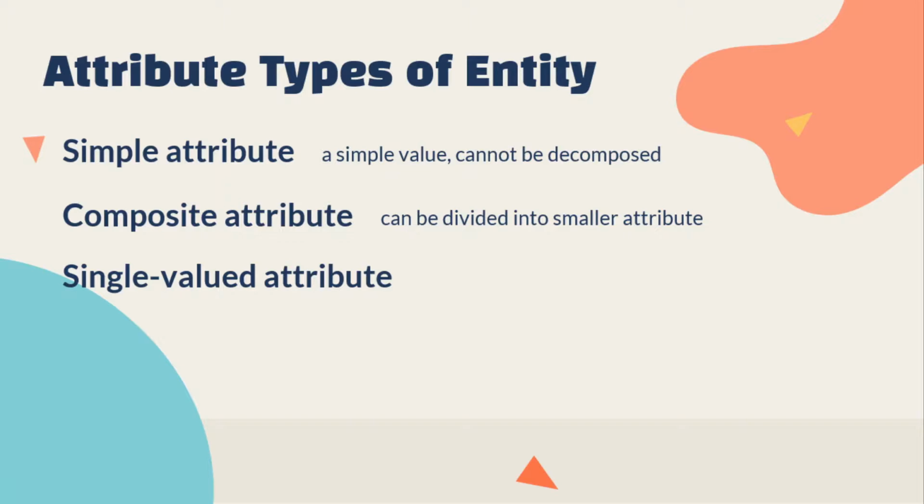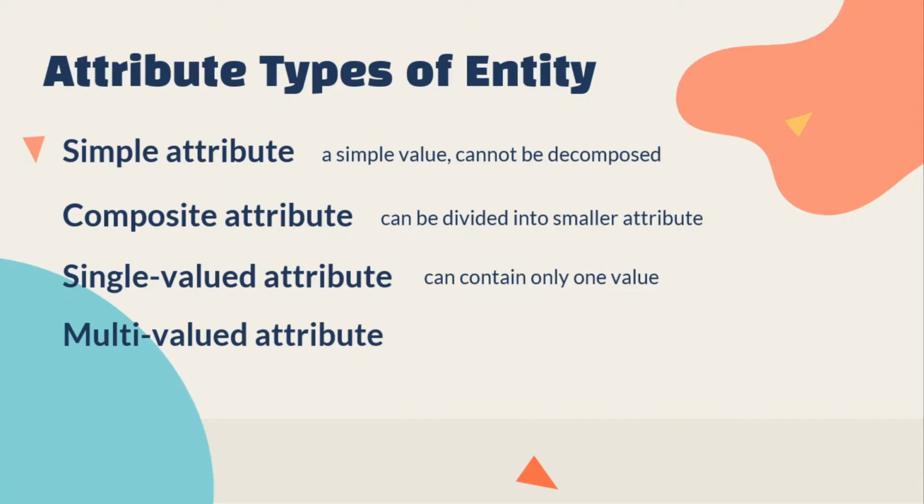And the third attribute is single valued attribute. This attribute can contain only one value. For example, worker ID number or student ID number or gender. Each entity just has one value for this attribute. Next is multi-valued attribute. This attribute can contain 0, 1, or more than one value. For example, telephone number. An employee could have 0, 1, or more telephone numbers. Another example is hobby. Everyone can also have 0, 1, or more than one hobby.